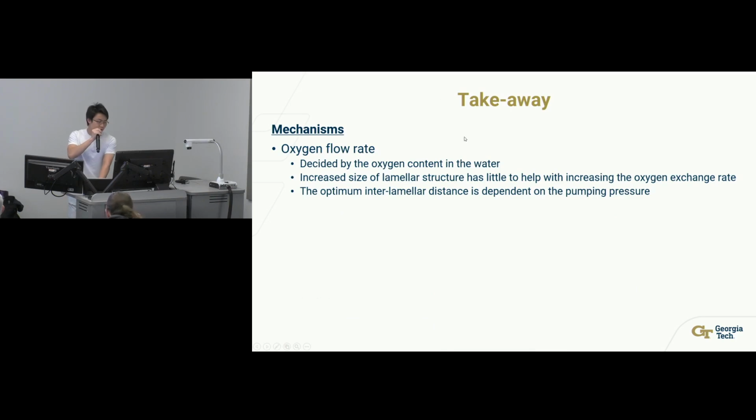Okay. So the main takeaway of this presentation is that the oxygen flow rate is decided by the oxygen content in the water or air, and the increased size of the laminar structure has little to help with the increasing oxygen exchange rate. The optimal interlaminar distance is dependent on the pumping pressure, although it's not really that responsive.